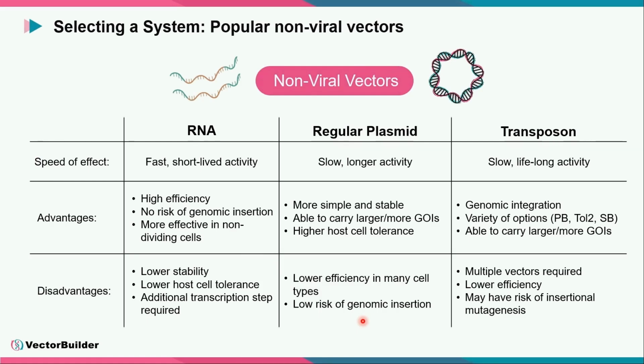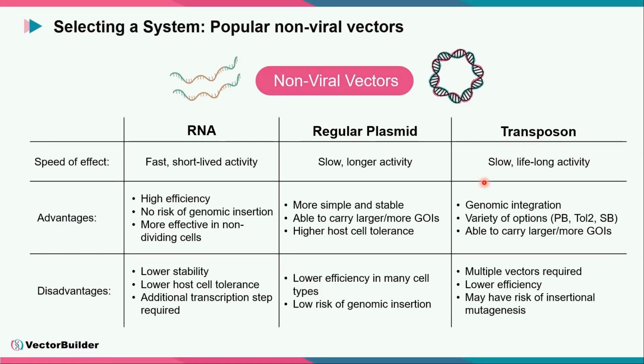Now, if genomic insertion is actually what you're looking for, then transposons are a really good option. They are actually designed for genomic integration, and there are a variety of options available, including PiggyBac, Tol2, and Sleeping Beauty. Now, the downside here is that you typically have multiple vectors required, and because these are plasmids, they are going to have slightly lower efficiency, and they are going to be slow to have their onset of action.